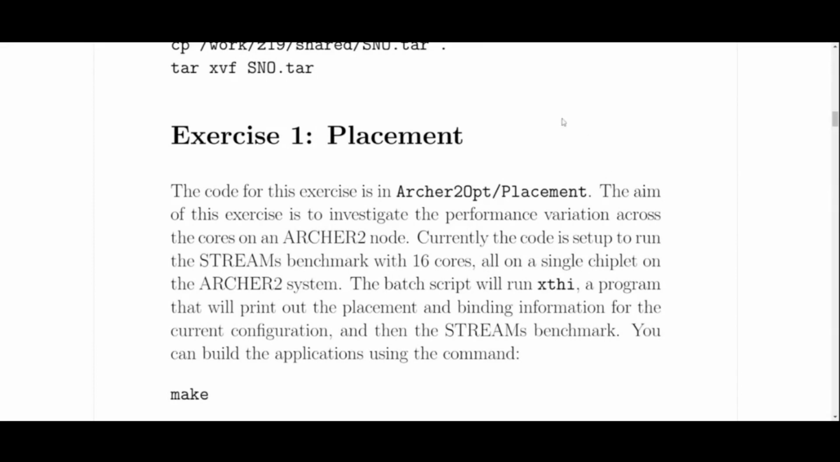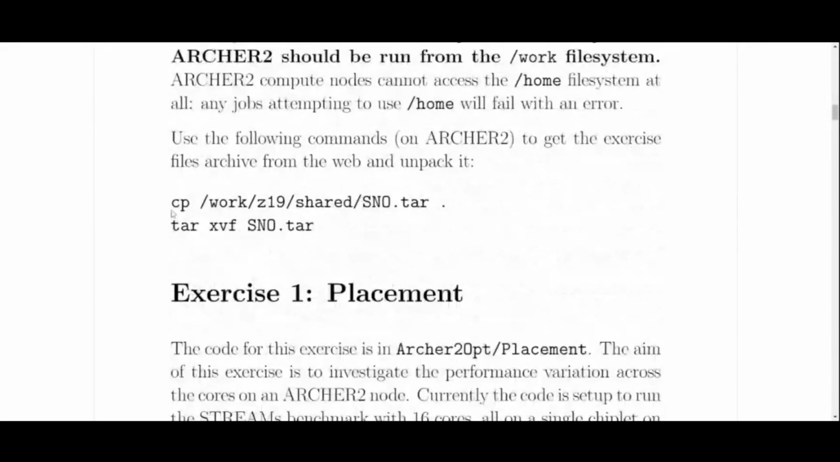Basically, what you're going to do is log into a system, then copy this file here, this sno.tar, into your work directory. And I should say, ARCHER2, like Archer before it, has got a couple of file systems. It's got a home file system, which you go into when you first log in, and it has a work file system as well. Now, the home file system you can't run jobs from, so we're going to do everything in the work file system today.